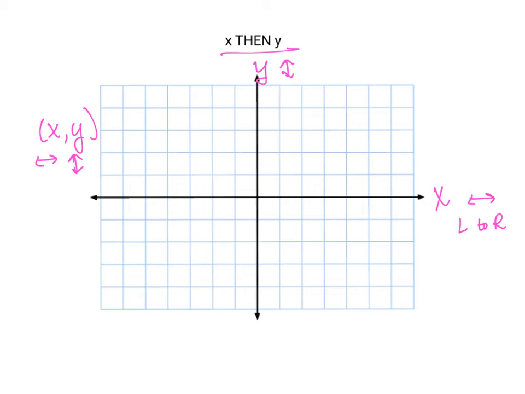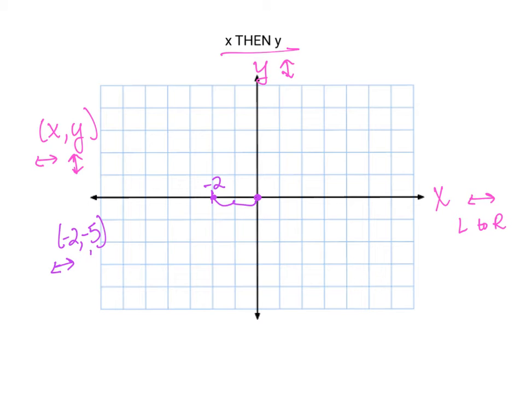So let's look at some points, shall we? Let's say I'm looking at the point (-2, -5). Well, first I'm thinking left to right. Everything starts at the origin. I'm going to go -2. -2 would bring me left. It'd bring me left 2 units. So I know that this is where -2 is.